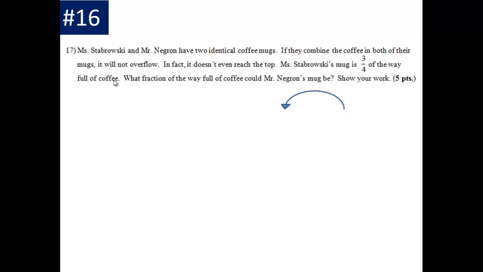Okay, so here's the deal. I have a feeling a lot of people just didn't read this problem carefully enough. One mistake, not the most common one, was that some people circled 2 identical coffee mugs, and then they thought if Mr. Browski's mug was 3/4 of the way full of coffee, so was mine. But I didn't say that. I just said we had the same mugs, not that we had the same amount of coffee. So that was one mistake.